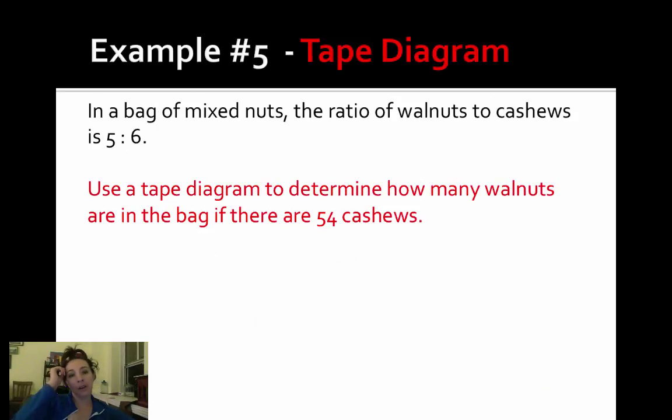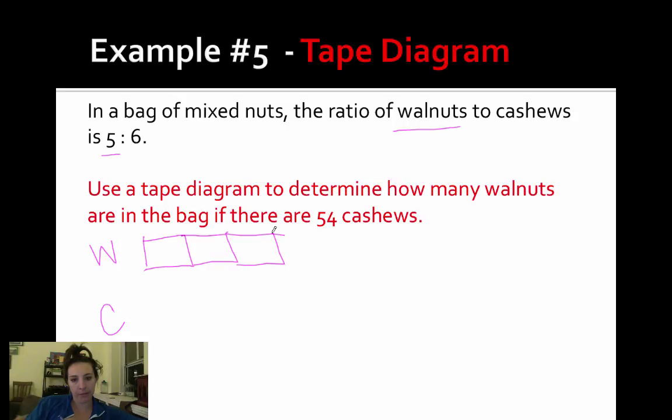All right, so we're going to do a tape diagram again, just to get a little bit of practice with it, because this is probably something that you're not super used to doing, but it is a really helpful way to get a visual of equivalent ratios. So in a bag of mixed nuts, the ratio of walnuts to cashews is 5:6. Because walnuts is mentioned first in the sentence, the first number is walnuts. So I'm going to draw 5 blocks for my walnuts, and for cashews, I draw 6 blocks.